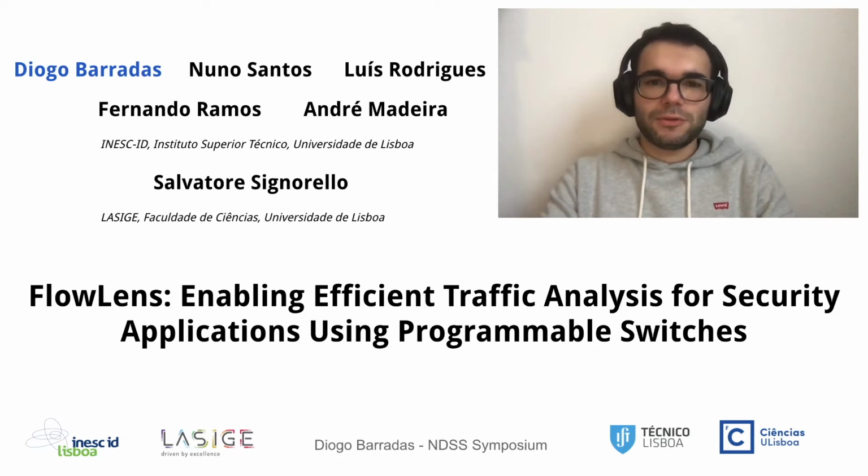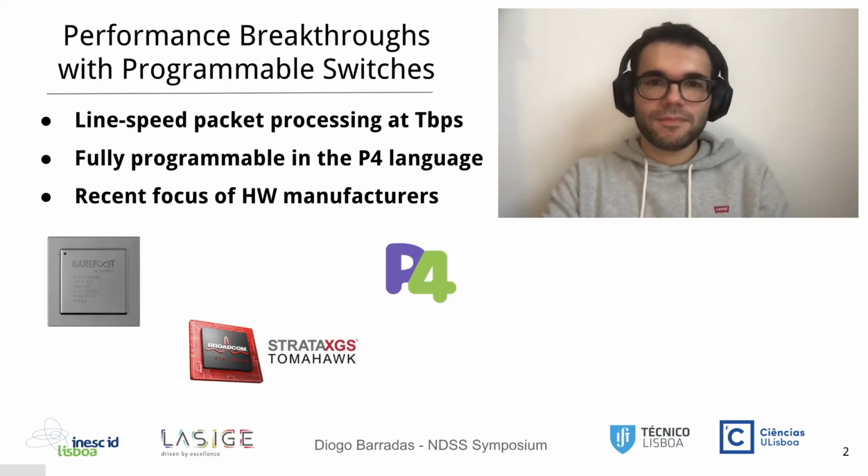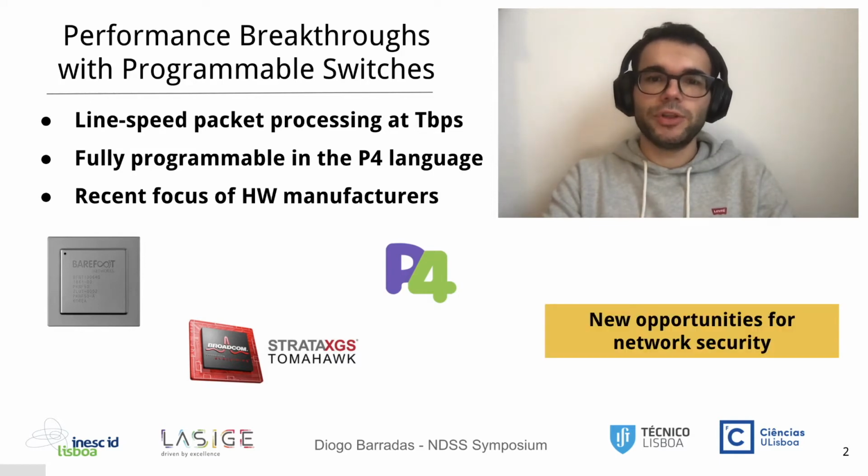Today I'm going to talk about FlowLens, a system that leverages programmable switches for enabling efficient traffic analysis in large-scale networks. As of today, there have been a number of performance breakthroughs in large-scale networks enabled by programmable switches. These kinds of devices are able to process packets at line speed and are fully programmable with the P4 language. They have also been the recent focus of hardware manufacturers, and this is interesting because they actually bring new opportunities in the network security realm.